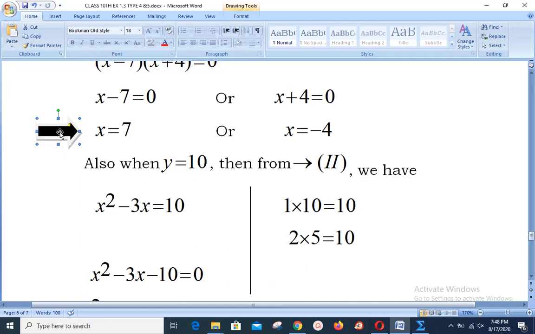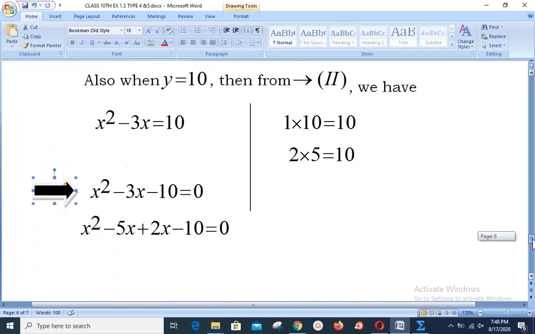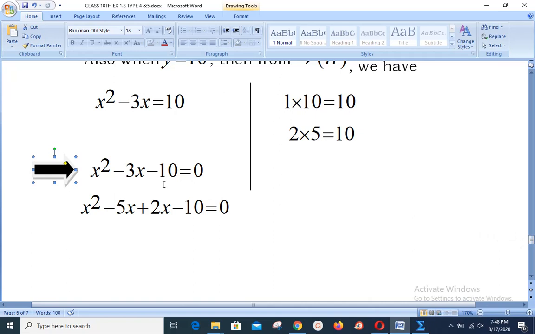Now utilizing the other option, when y is equal to 10, then from equation 2 we have x square minus 3x is equal to 10. Shifting the constant number 10 towards the left hand side, we have x square minus 3x minus 10 is equal to 0. Here you can see on the right hand side, 10 has two possible pairs, 1 into 10 whereas 2 into 5. According to this given condition, again we have to utilize the second pair 2 into 5, with the condition that 5 will be given sign minus, same as that of the middle term, and 2 will be given sign plus, as is done in the next step here.